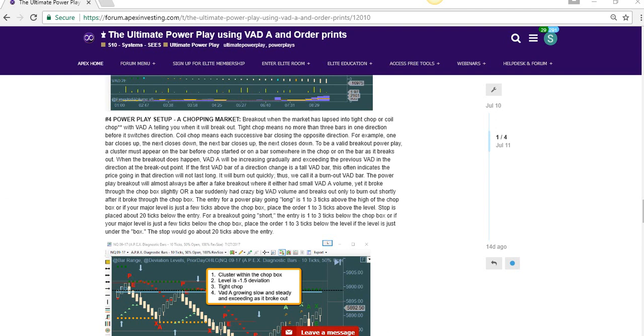Now, the power play breakout will almost always be after a fake breakout. Which means in this tight or coil chop, we're looking for the breakout of that chop, and we can almost always count on there to be a fake breakout before the real breakout. And normally that breakout will be where the VAD has smaller volume, but the price action actually broke through the chop box slightly, or one bar suddenly has crazy big VAD and breaks out of the box just to burn out shortly after it broke out of the box.